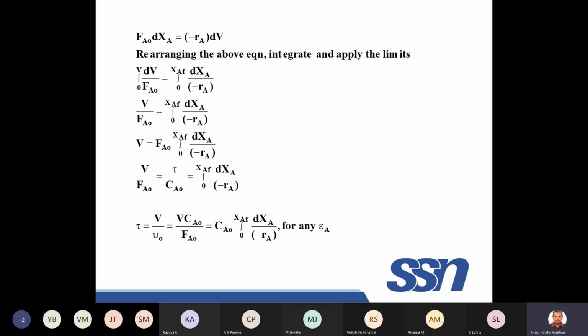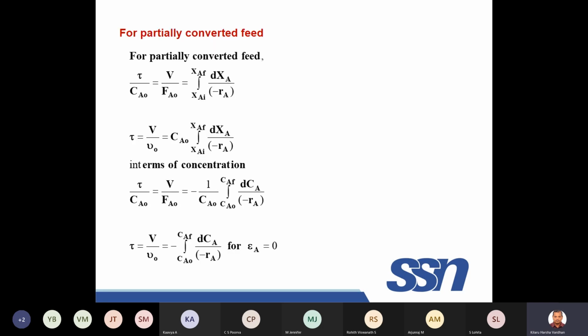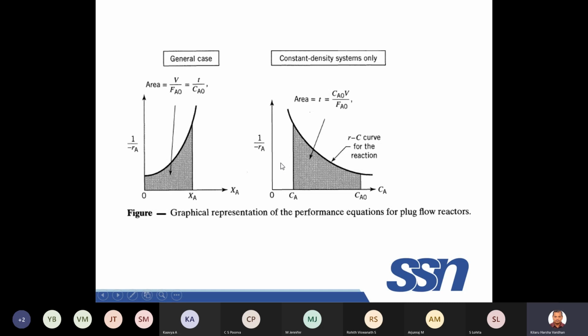There are two questions posed. One question is what Arjun Raj is telling. The other question: why is the volume required for a CSTR much greater than for a PFR, right?